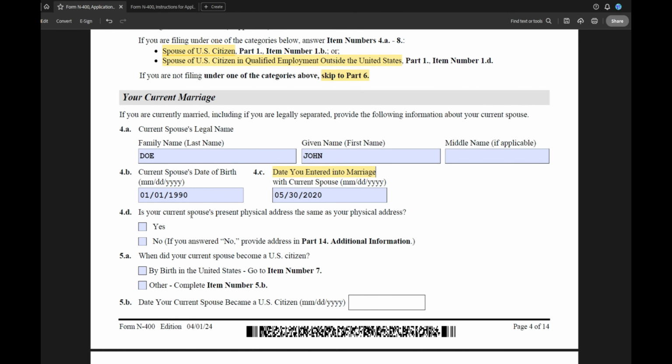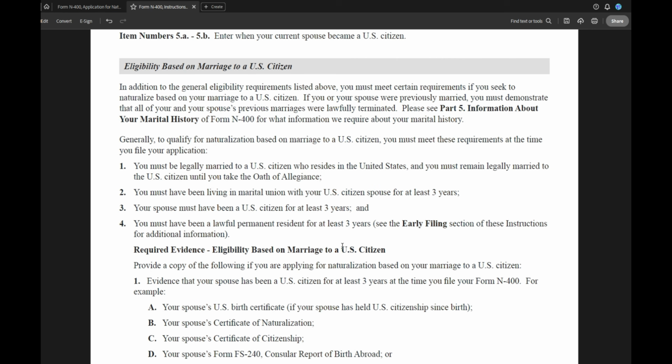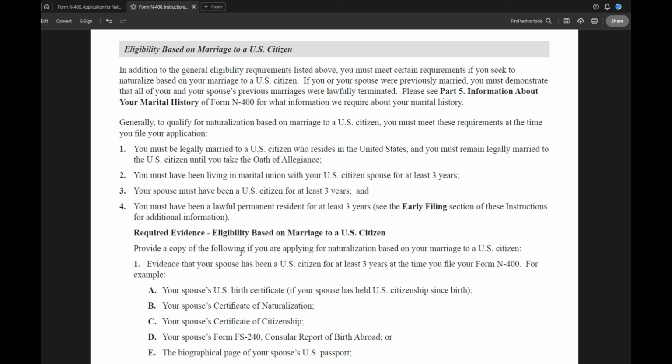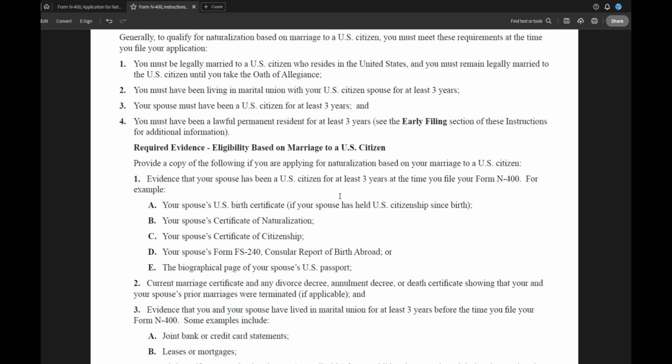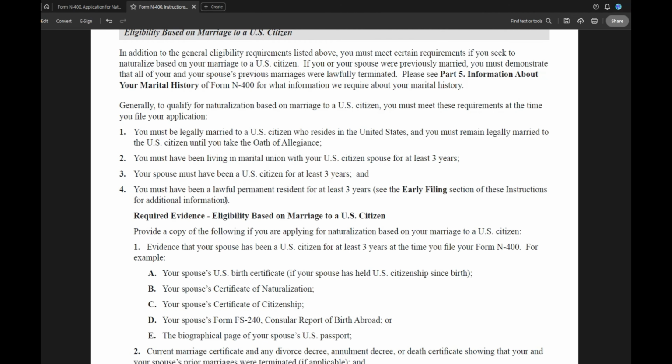Next, it asks if your current spouse's physical address is the same as your physical address. If you are applying as a spouse of a US citizen, you should be answering yes to this question. And if you answer no, review the form instructions on page 12, because you may not be eligible to apply based on your marriage to a US citizen if you have not been residing together for the past 3 years, because it is one of the requirements in the form instructions.